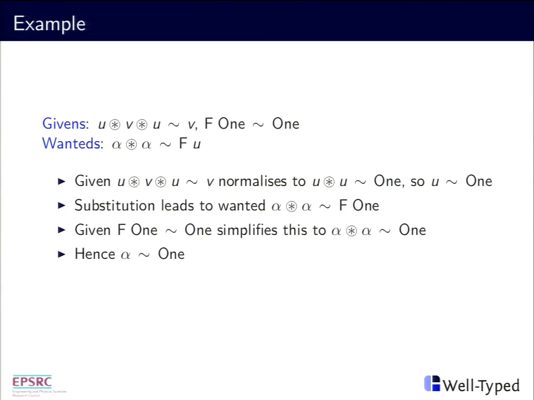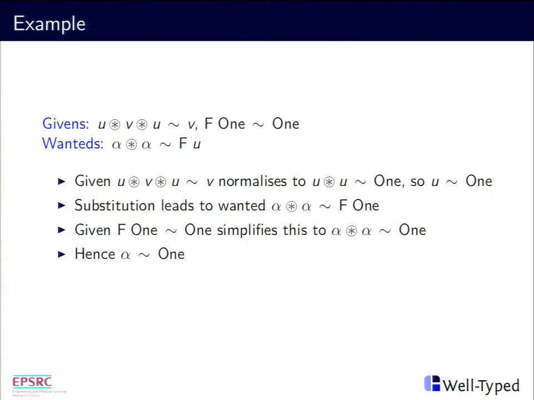So we're not allowed to choose its value, but we are allowed to derive from the given constraints facts about its value. And so once we worked out that it must be 1, we can substitute that in the wanted constraints and learn that alpha times alpha must be equal to f of 1.